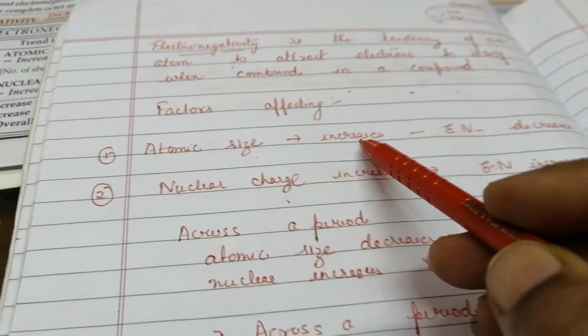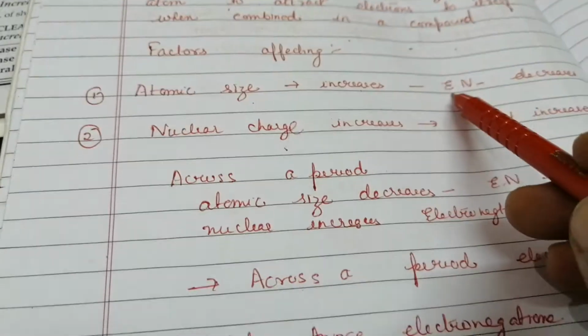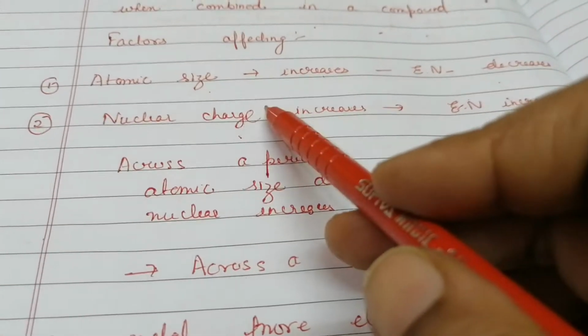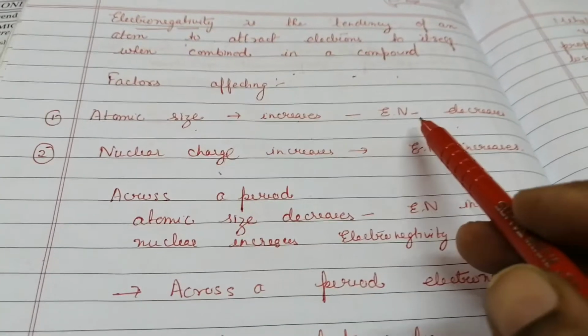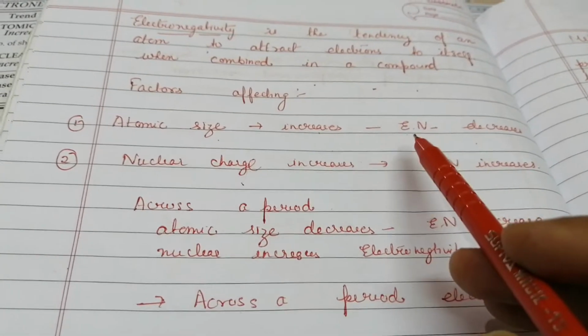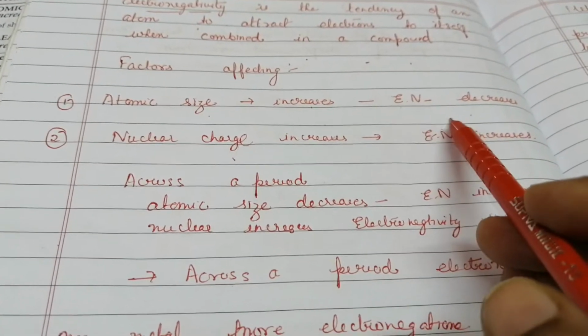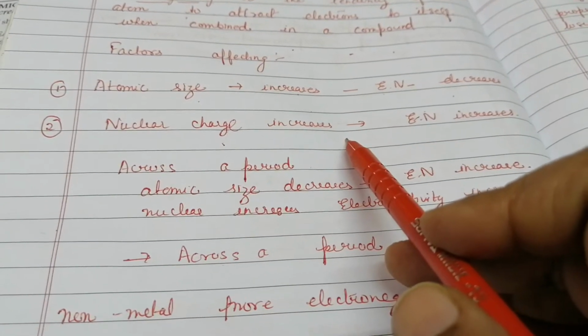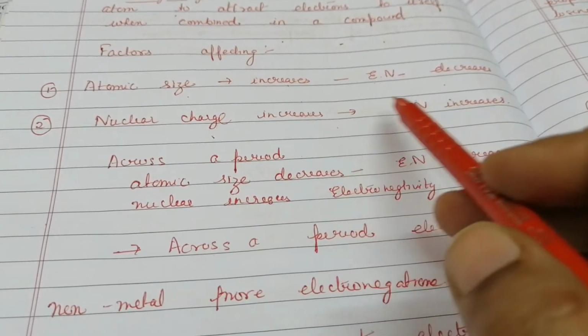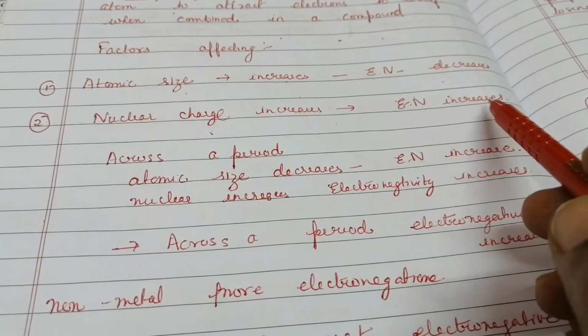As the atomic size increases, electronegativity decreases. As atomic size increases, there will be less force of attraction on the outer electron, so the atom has less tendency of attracting the electron towards itself. Now, as the nuclear charge increases, there is more force of attraction on the outer electron, so the electronegativity is going to increase.